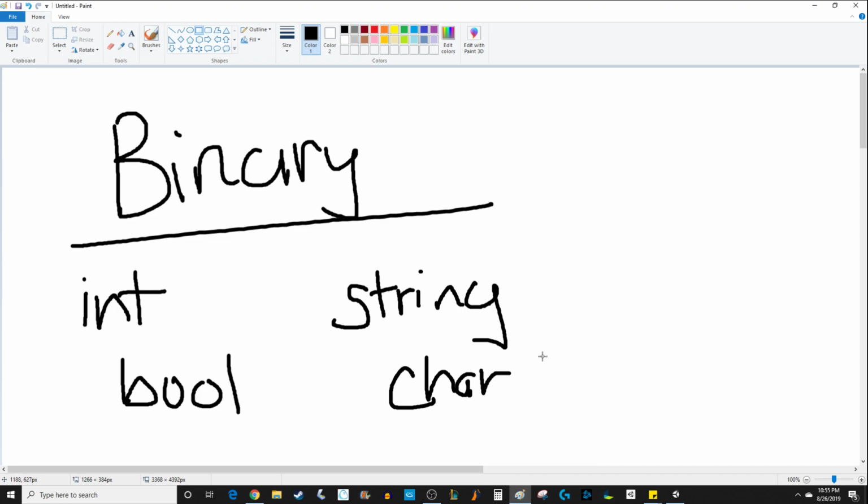Each one of these types has a different function. Each one of these types has a different size. And because of all that, they're not equal. So let's talk a little bit about binary and what it is and why it is, and how that plays a role in each of these types.